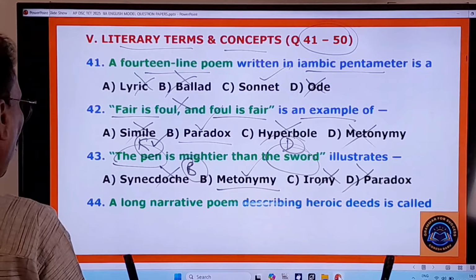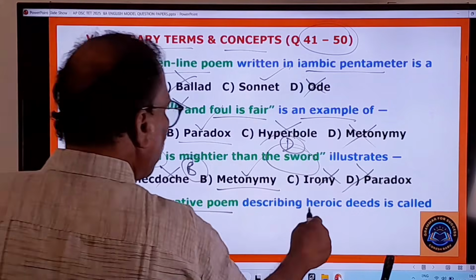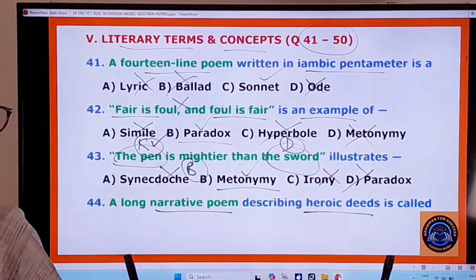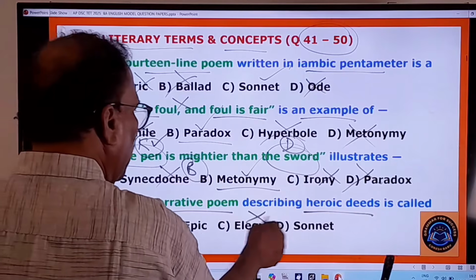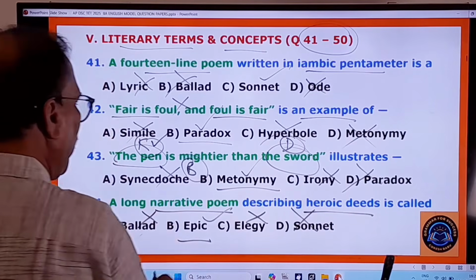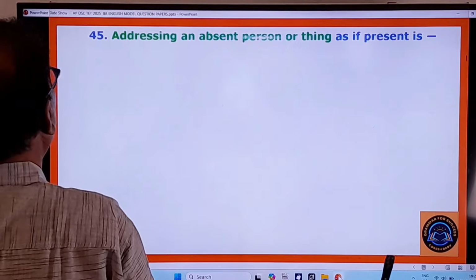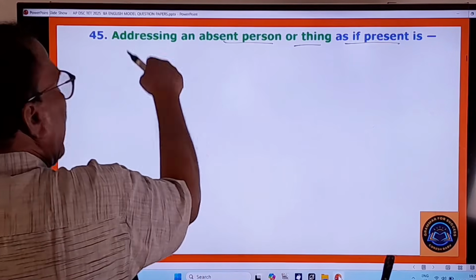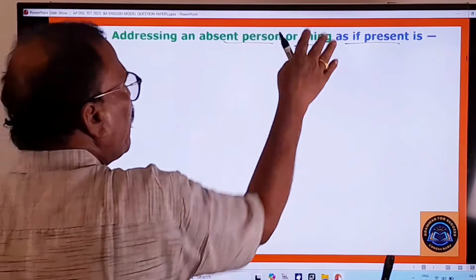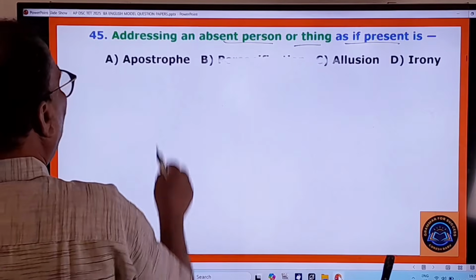You move on to the 44th question. A long narrative poem describing heroic deeds is called what? It's not a ballad. It's not an elegy. It's not a sonnet, but it is an epic. So you know very well, an epic is nothing but a long narrative poem. 45th question. Addressing an absent person or thing as if present is called what?